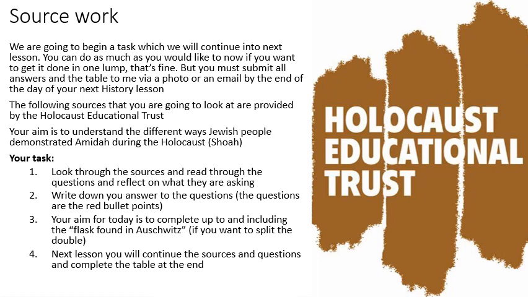So your aim when you're looking at these sources is to understand the different ways in which Jewish people demonstrated Amidah, standing up, resistance, saying no, okay, during the Holocaust. So what you're going to do, you're going to look through each source, and you'll see there as you move through, it's very simple to understand. So you're going to look through the source, read through the questions.